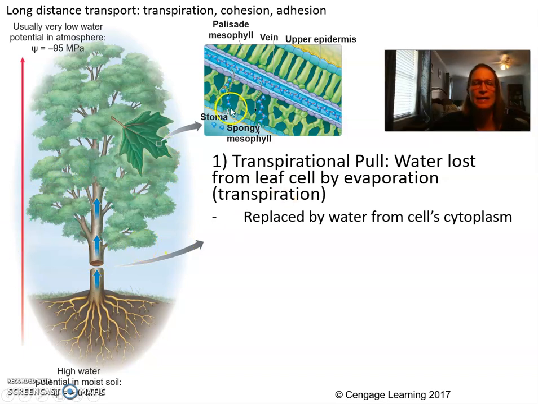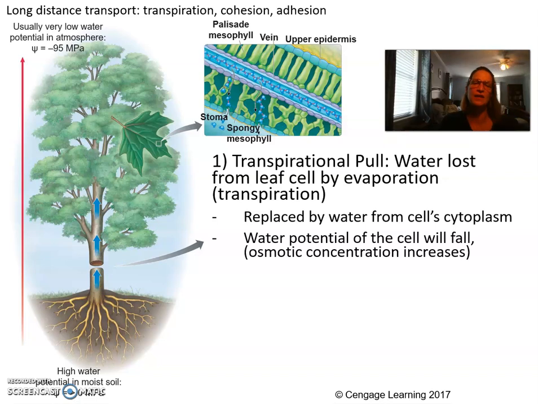So when leaves release water through the stomata, then that water gets replaced from the cell's cytoplasm, and that is going to reduce the water potential of that cell. So as we talked about before, when water moves in and out of a plant cell based on water potential, this is where that comes into play. So if a cell loses some water, now there's a low water potential, and it's going to cause more water from an adjacent cell to move in.